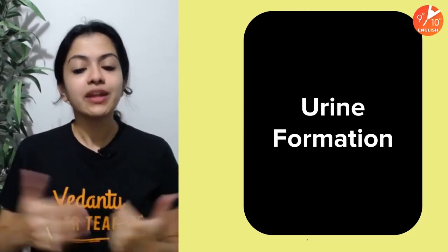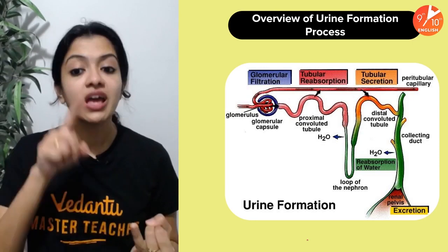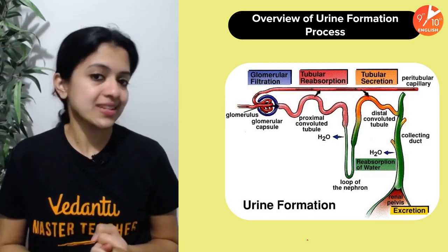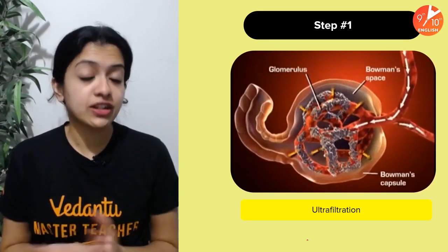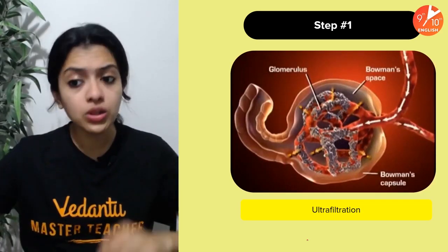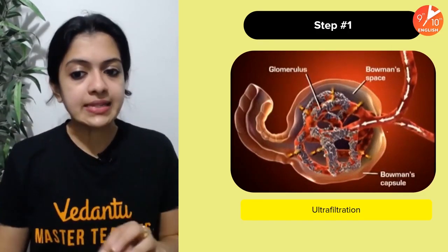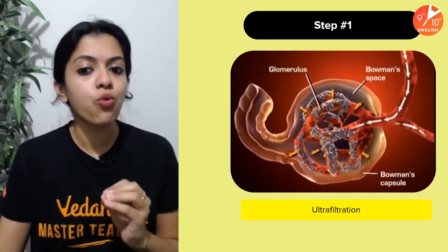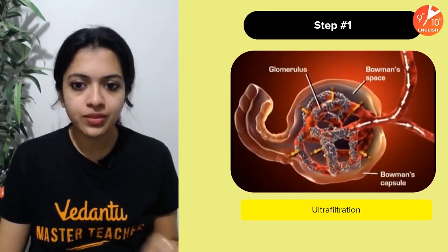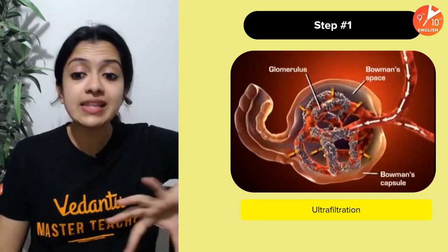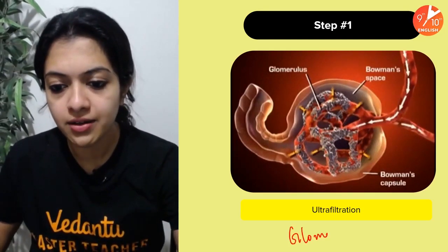Coming to the steps of urine formation, there are 3 major steps, which are glomerular filtration, tubular reabsorption, and tubular secretion. Starting with glomerular filtration, which we call ultrafiltration: the afferent arteriole brings blood into the glomerulus, and through the tiny little pores on the walls of the Bowman's capsule, some bits of the blood get filtered and pass into the Bowman's capsule. They form what we call glomerular filtrate.